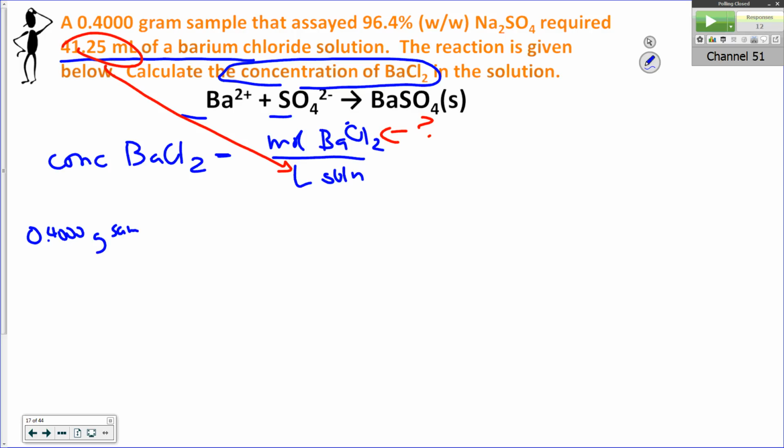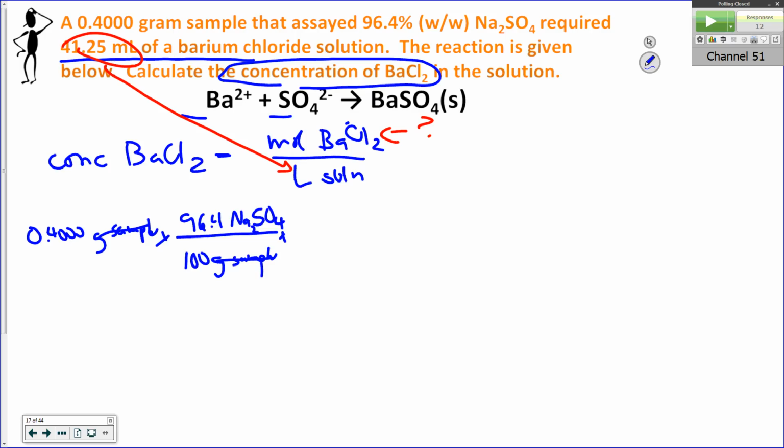that has some barium in it. But the sample assays 96.4 grams sodium sulfate. That means there's some impurity in there per 100 grams of sample. So that allows units of grams of sample to cancel out. So now I've got grams of sodium sulfate.